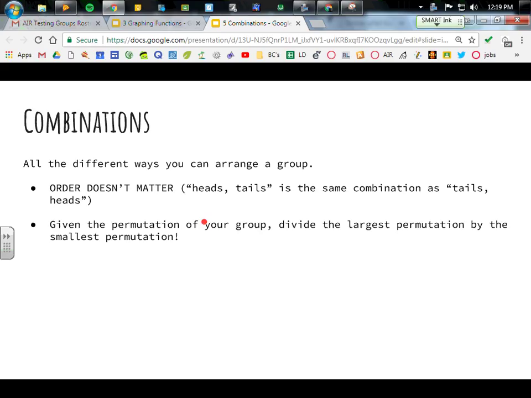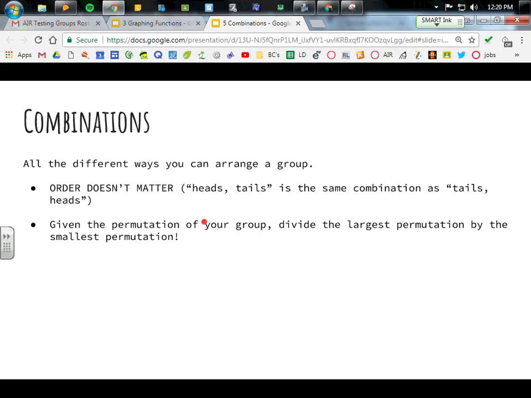All right, so when we were talking about permutations, if you flip a coin, heads first, tails second is a different permutation than tails first, heads second. But when you're talking combinations, they are the same. Heads, tails is the same combination as tails, heads. So order doesn't make a difference anymore. It doesn't matter how you order a combination. One combination is one combination no matter what.